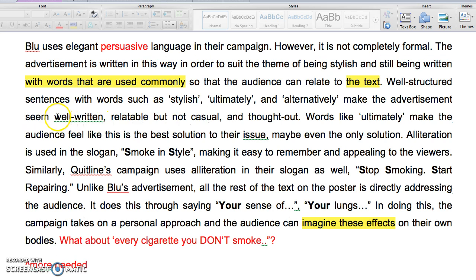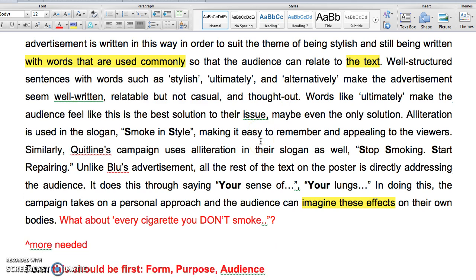So the fact that it's well written, relatable, but not casual and thought out, I think what you want to say here is that it is promoting the product with authority. And yes, making the audience feel this is the best solution to their issue, maybe even the only solution. That's good.